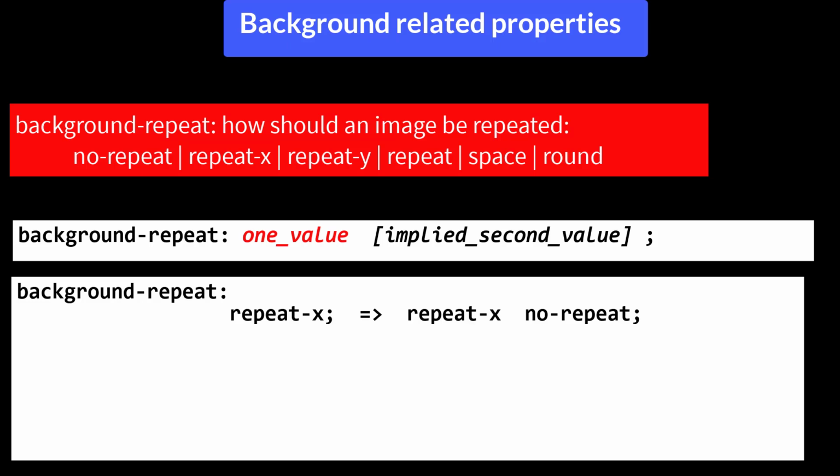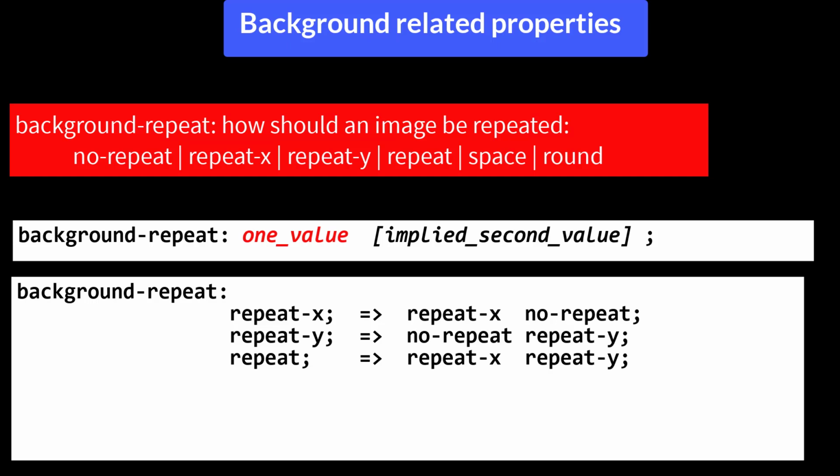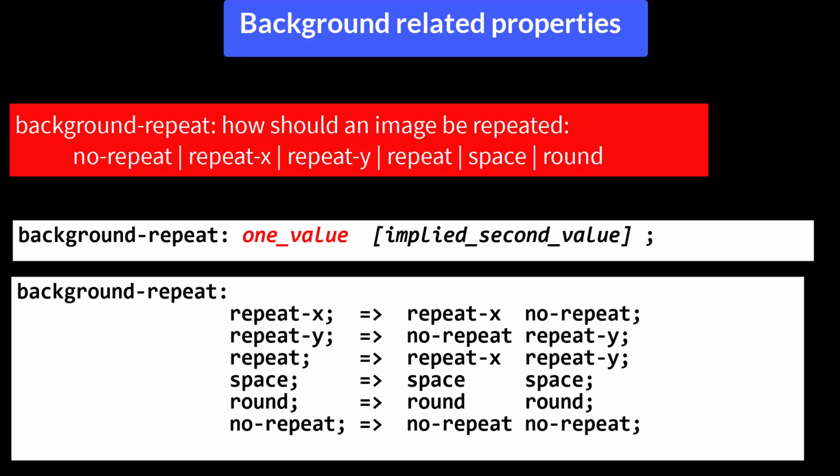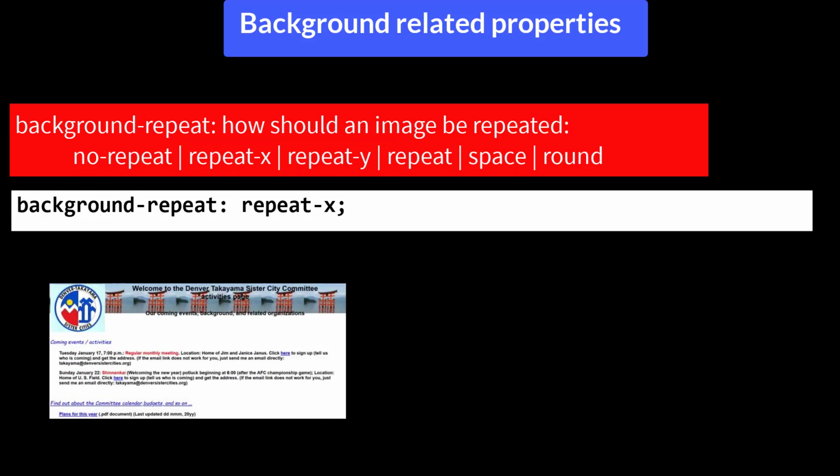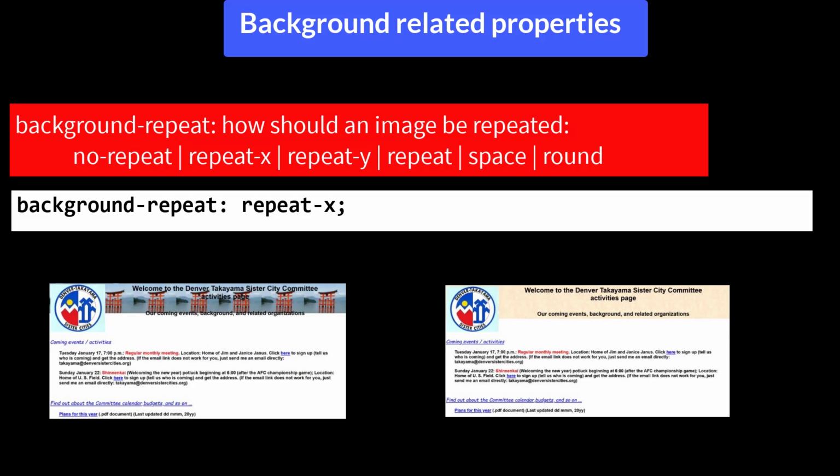So, background-repeat with one value implies a second value, as follows. If you specify repeat-x, then that's implied repeat-x, no-repeat. If you specify repeat-y, that's implied no-repeat, repeat-y. If you specify repeat, it implies repeat-x and repeat-y. If you specify space, it implies space, space, and round implies round, round, and no-repeat implies no-repeat, no-repeat. For example, background-repeat, repeat-x, shows this for the Torii Gate and this for the pattern.